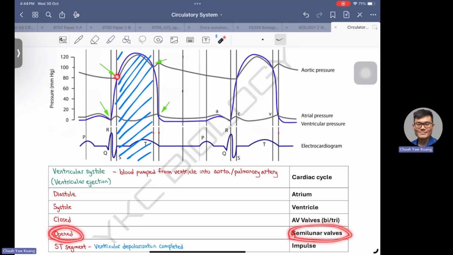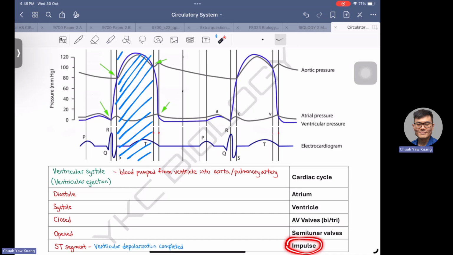Why will the semilunar valve open at this point? That is because the blood from the ventricle will be pumped into the aorta. So in order for the blood to go from the ventricle into the aorta, it has to pass through the semilunar valve. That's why the semilunar valve has to be open. Only then can the blood move from the ventricle into the aorta.